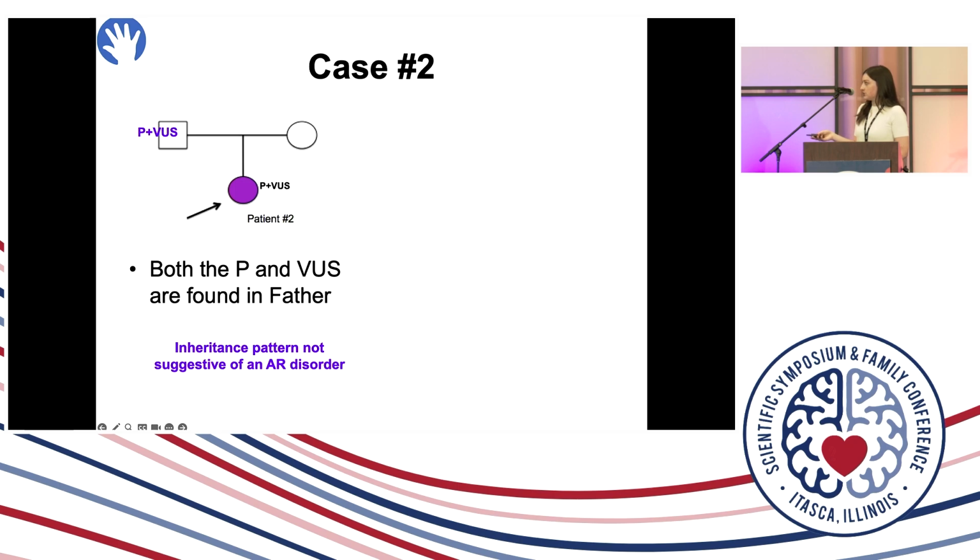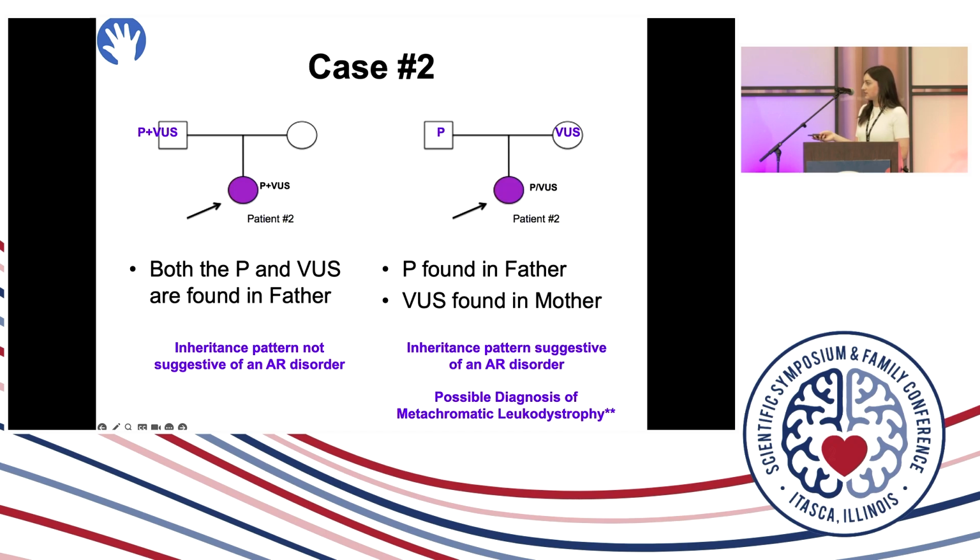And so we can do parental testing, and if we do find that scenario where both of the genetic changes are inherited from one parent, that is not suggestive of an autosomal recessive inheritance pattern. But if we find that one of the variants is inherited from the father and one is inherited from the mother, this gives us a little more evidence that this inheritance pattern is suggestive of the autosomal recessive condition that we're looking for. And so we now have a possible diagnosis of metachromatic leukodystrophy in patient 2.